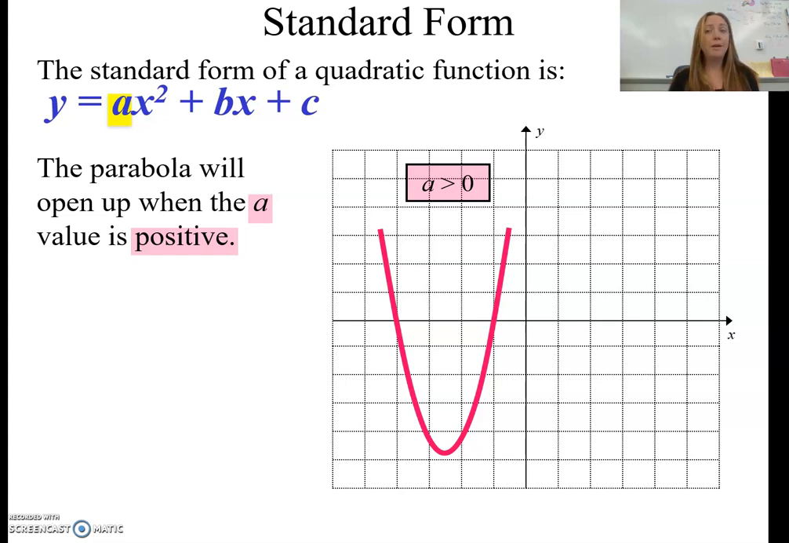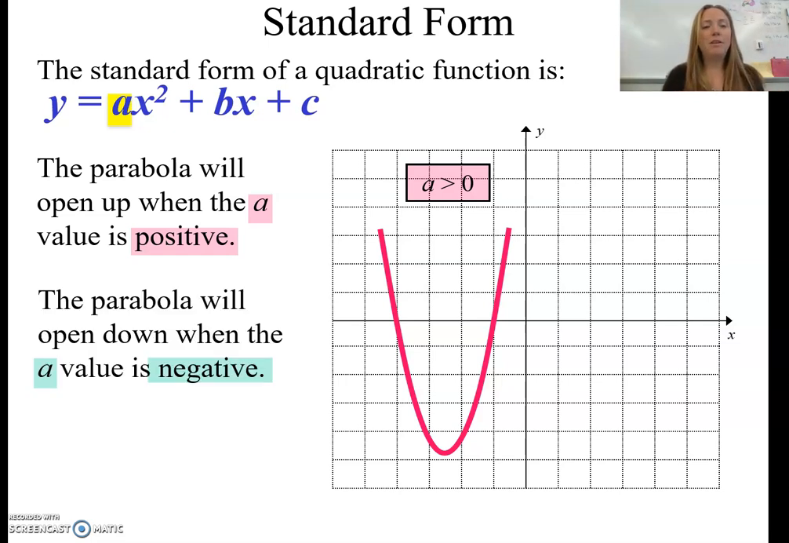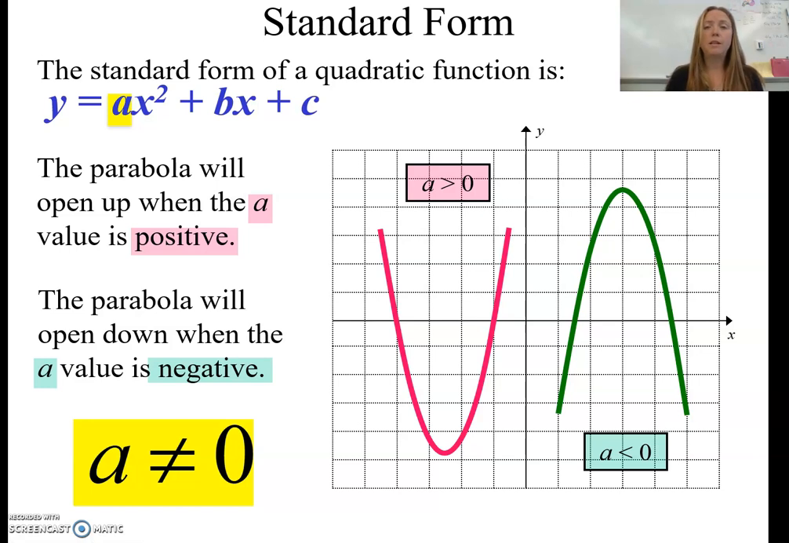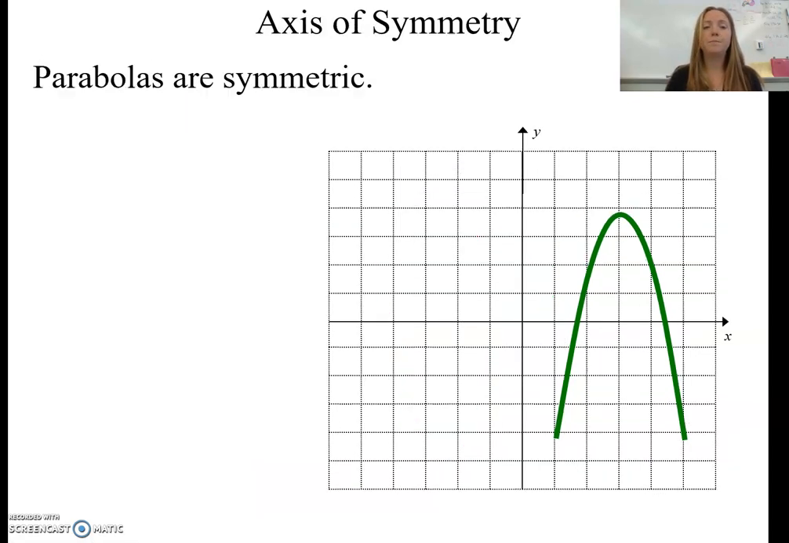So think of it like happy, you're smiling, a smile. If it's down, like a frown, then that means the a value is a negative number. And so again, please write in this: a is less than 0, a is greater than 0. Big thing here is a cannot equal 0, otherwise we wouldn't have a quadratic. It would just be left with a linear because there would be no quadratic term.